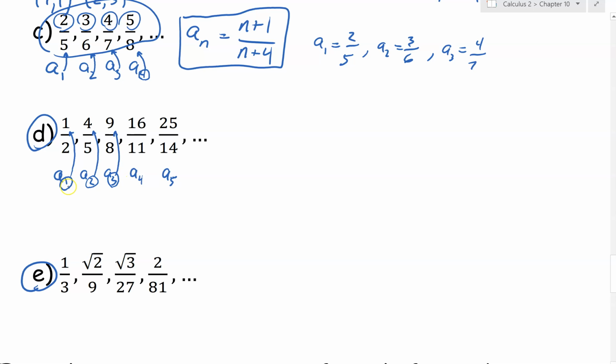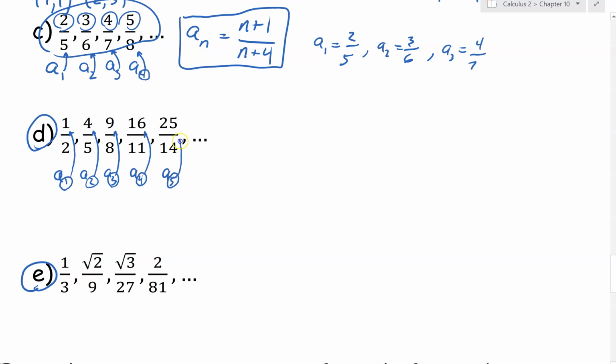So what are we doing to the subscript to get the numerator? And so you might recognize what we're doing with each of these subscripts is we're squaring it. We square 4 to get 16.